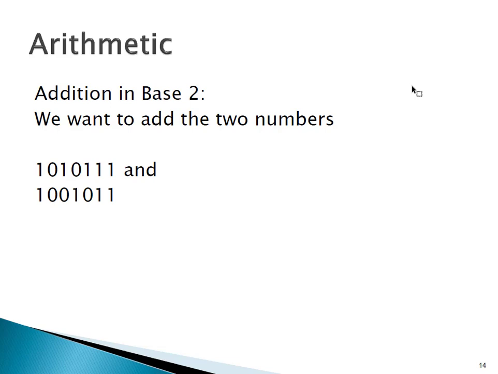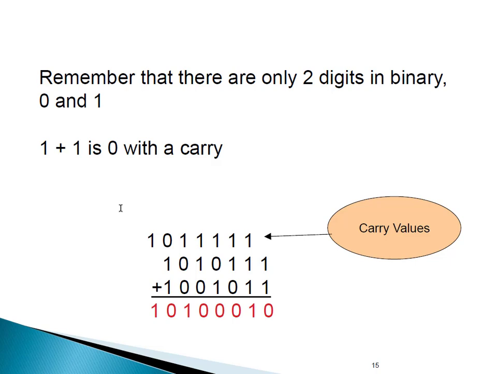In base 2, we want to add two numbers. Obviously, if we're doing arithmetic in base 2, the numbers will be represented in base 2 as well. So we have two numbers. The first number is 1010111, and the second number is 1001011. And we are asked to add these two numbers together.